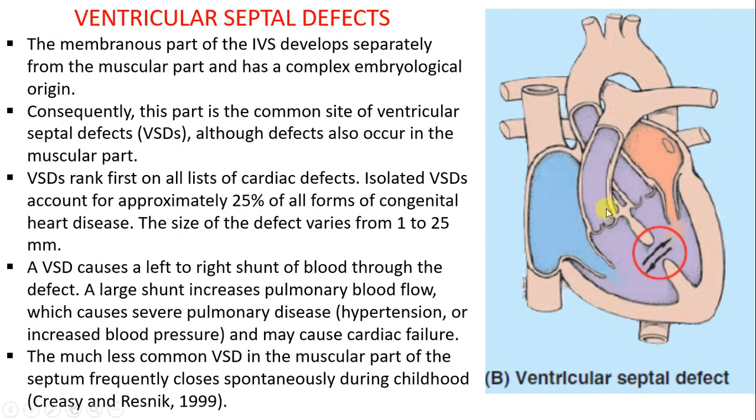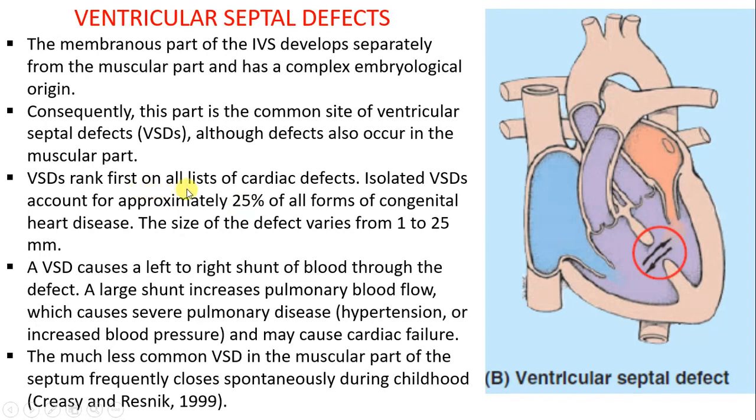Here we see in this diagram that there is a defect in the interventricular septum. So the blood can flow through this defect between the ventricles, from the left to the right and right to the left. During diastole, the blood can flow from the right side to the left side, and during systole, the blood will flow from the left side towards the right side.